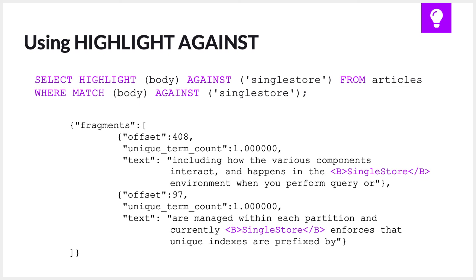However, we can see that this particular document had 2 occurrences of the search term SingleStore in the body, one at offset 97 and one at offset 408. And the offset is simply the literal character position of the first character in the fragment. So the first character A is the 97th character in the document, and the character I is the 408th character in the document.